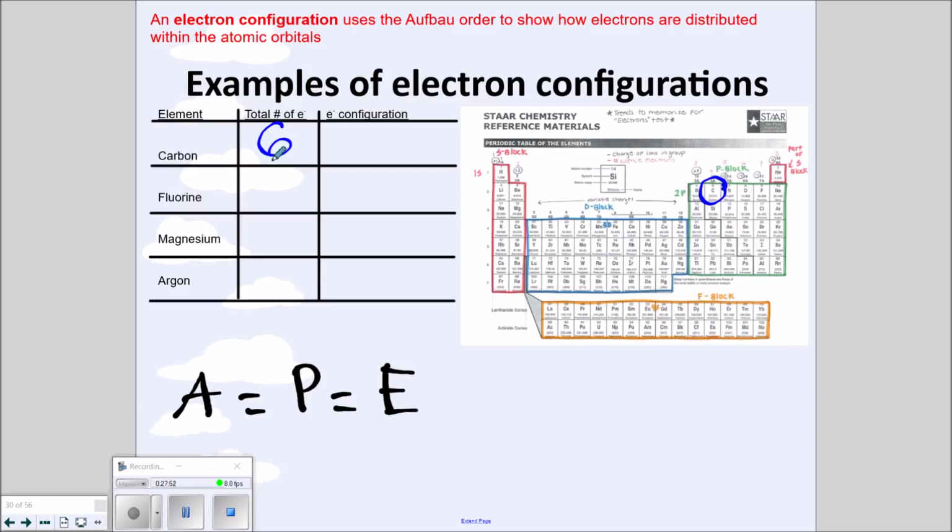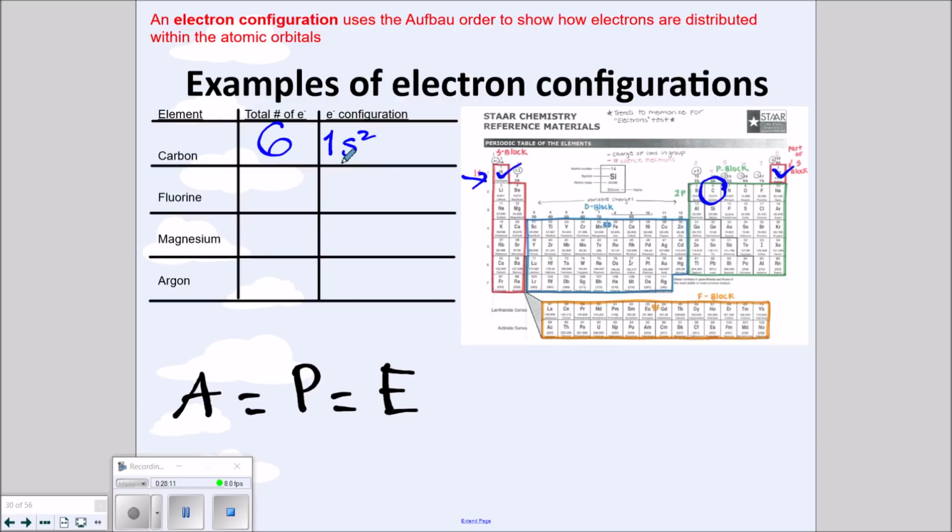Let's start with the lowest energy level, that is number 1. We have to go to the s block, and it contains 1, 2 electrons. So we would write 1s2. Remember, the 1 represents the energy level, s represents the block, and 2 represents the number of electrons.